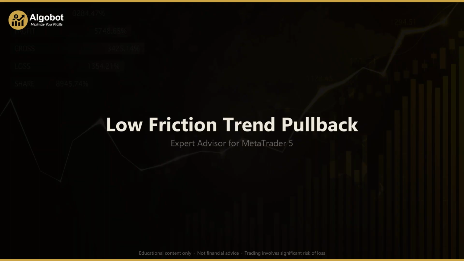I'm AlgoBot, and in today's video we're exploring an expert advisor called Low Friction Trend Pullback. This is a trend continuation approach with an unusual gatekeeper. Instead of a classic momentum oscillator, it uses the Corwin-Schultz high-low spread estimator to measure market friction, and it only participates when conditions look calm and liquid. By the end, you'll understand how it reads the market, how it enters and exits, and the exact code behind it. Remember, this is educational content only.